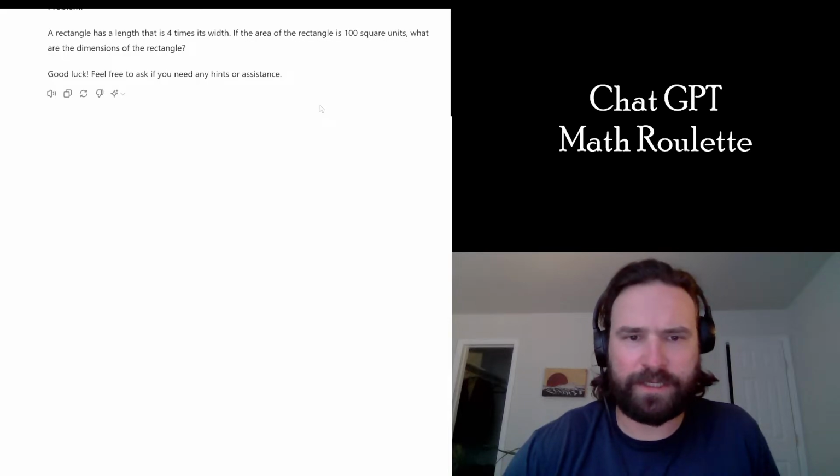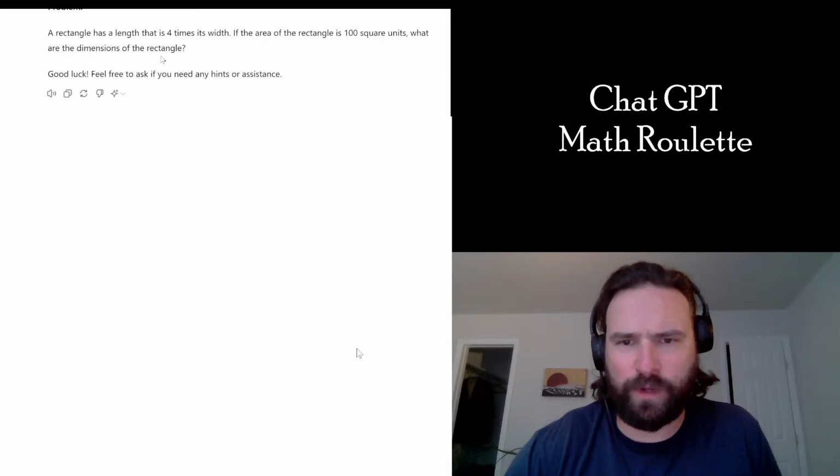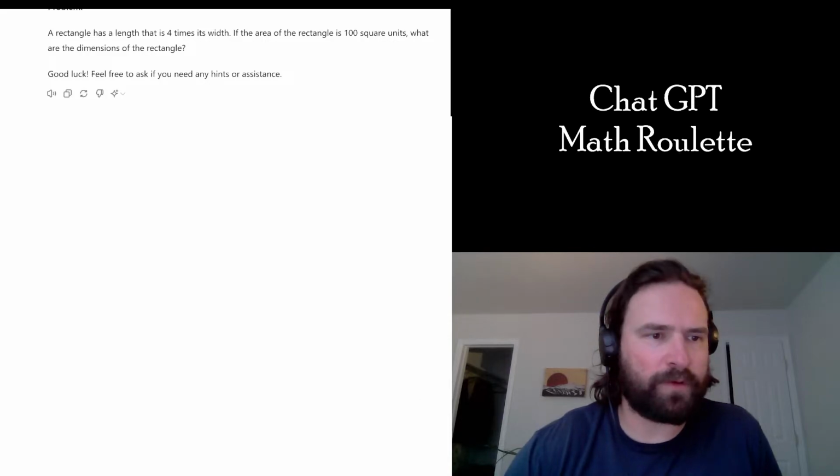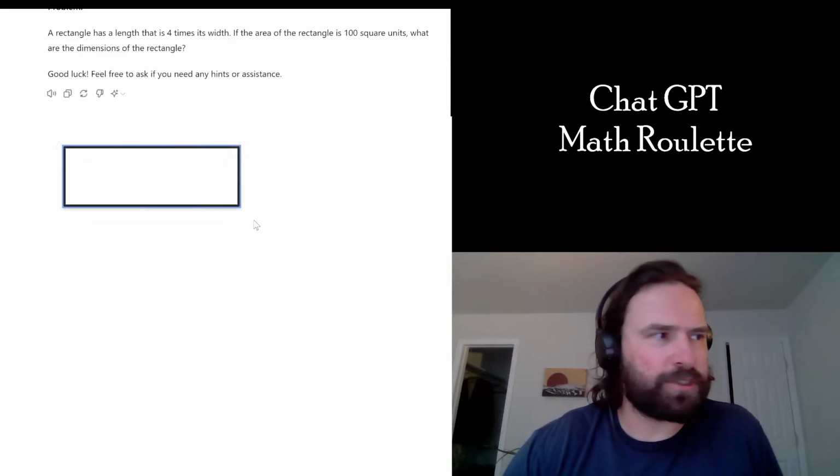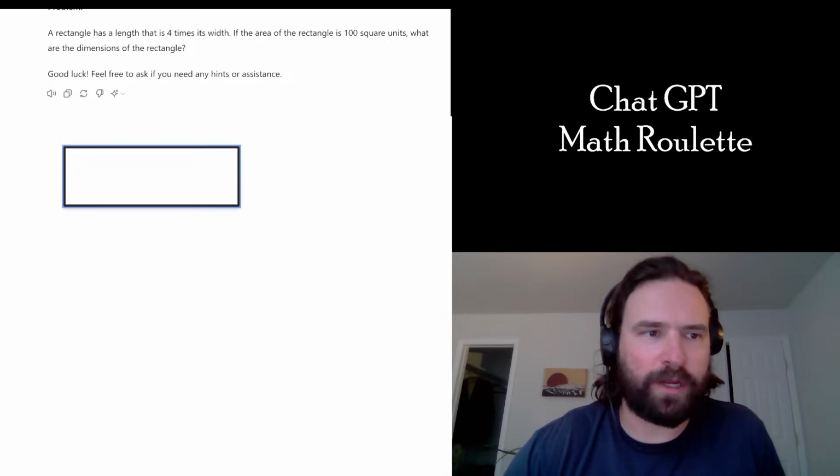Alright, framed up nicely. Okay, so the problem is a rectangle has a length that is 4 times its width. If the area of the rectangle is 100 square units, what are the dimensions of the rectangle? Okay, so let's draw a rectangle just for reference. I'm not sure that's to scale, but that's the best I'm going to do for now.